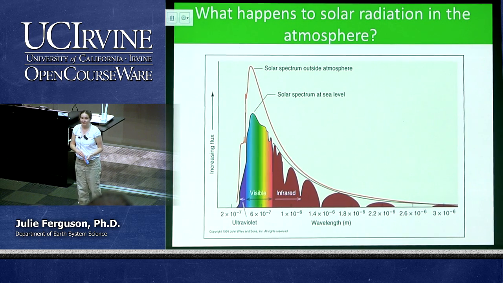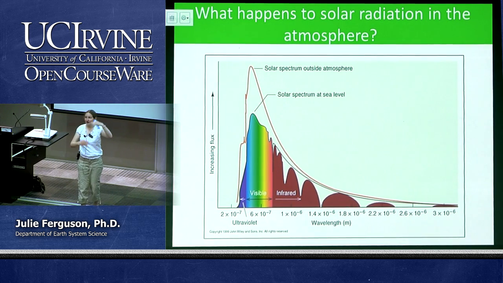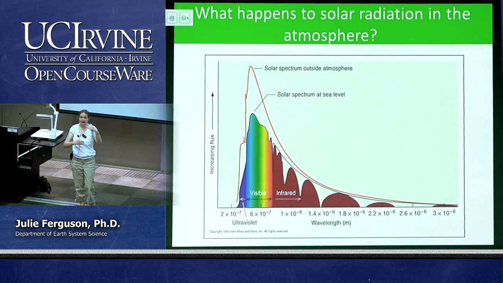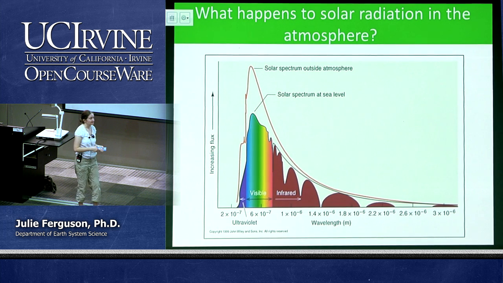So that's what we see. If we look at our visible wavelengths, for example, we can see that we've lost a certain amount, but most of that is due to that reflection or that scattering, okay? The gases in the atmosphere aren't really absorbing the different wavelengths, okay?